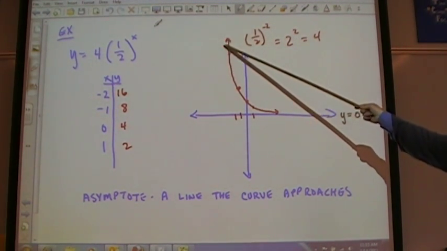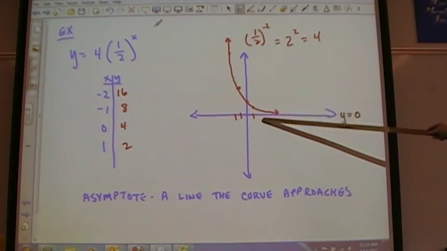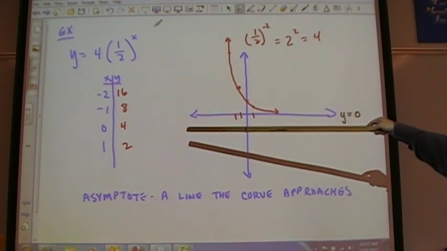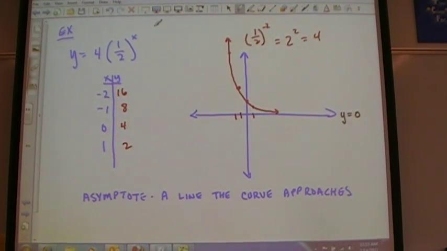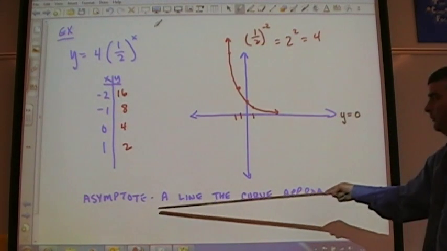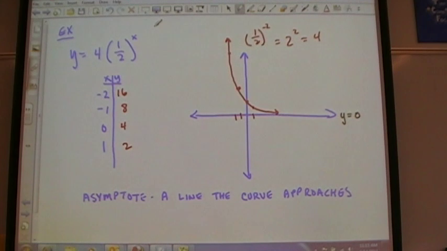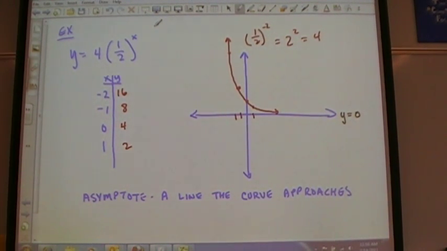Now, for both of these curves, the one we graphed before and this one, at this point right here, you will never cross this line. You keep approaching it as you go on, but you'll never get to it. And that definition is right here. Asymptote: a line that the curve approaches. In this case, we have a horizontal asymptote. We'll talk about vertical asymptotes later, but for exponential growth and decay, you have horizontal asymptotes.